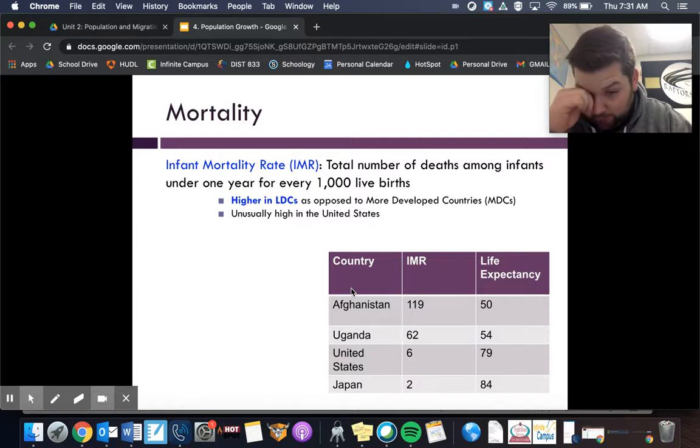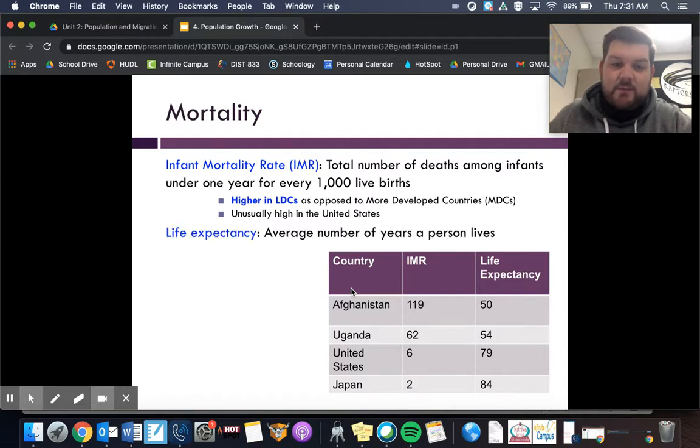I know six seems pretty small, but with all the technology and resources that we have, that number should be a little bit lower. Life expectancy is also a stat that people use to measure population, and that's the average number of years a person lives.